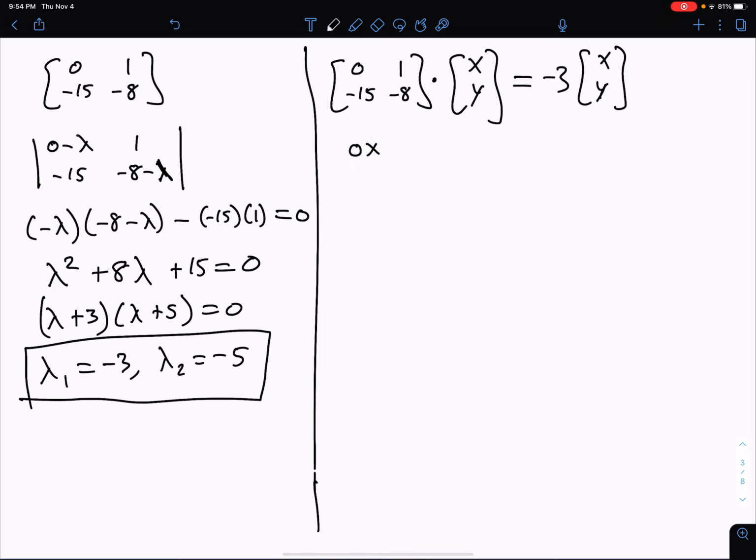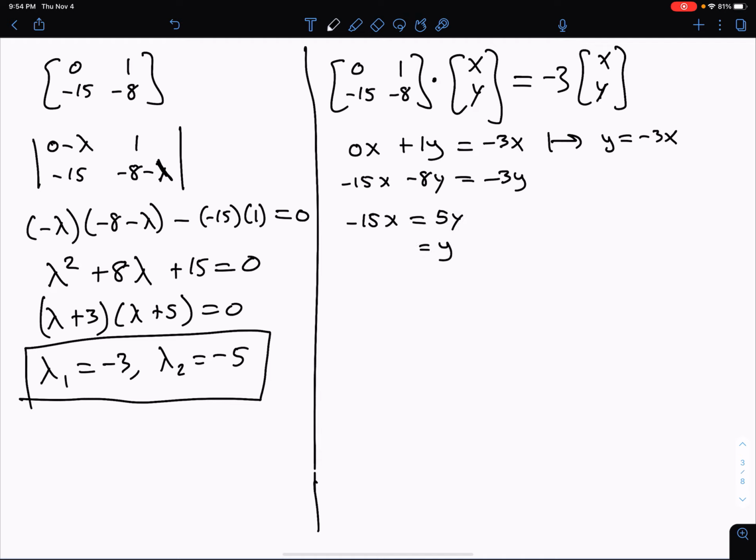So we multiply that through: 0x plus 1y has to equal -3x, and -15x minus 8y has to equal -3y. Now, this looks like two equations and two unknowns, but the first equation just says that y is equal to -3x. And actually, the second equation says the same thing. It says -15x is equal to 5y, which means y is equal to -3x. So notice both equations are saying the same thing.